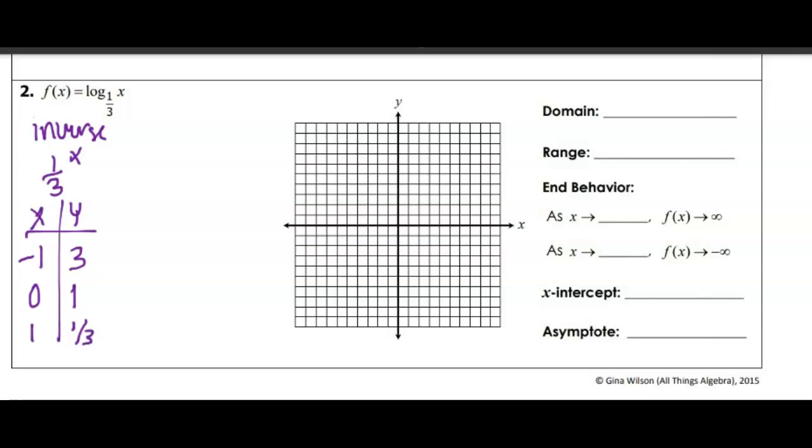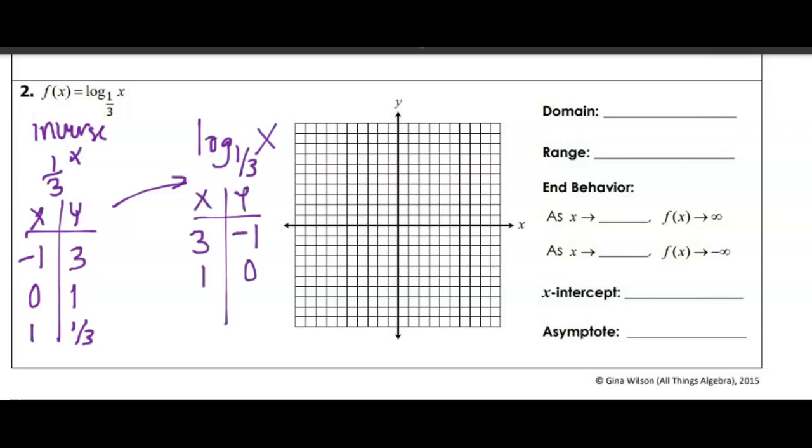1/3 to the first power is really 1/3. 1/3 to the 0 is always 1. Anything to the 0 power is 1. And then 1/3 to the -1 is actually 3. So let's use the inverse, the idea that we can just take the table and flip it. Just flip the x and y points. So this becomes 3, -1, and then 1, 0, and then 1/3, 1.